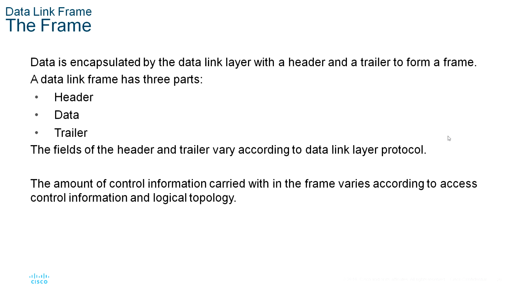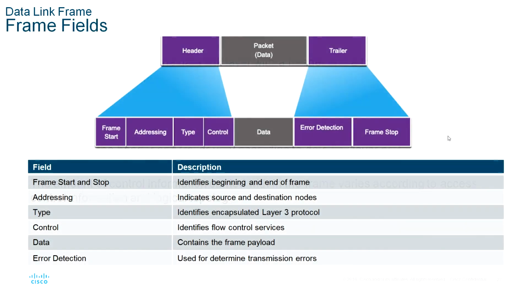Although there are many different data link layer protocols that describe data link layer frames, each frame type has three basic parts: header, data, trailer. Unlike other encapsulation protocols, the data link layer appends information in the form of a trailer at the end of the frame. All data link layer protocols encapsulate the data within the data field of the frame. However, the structure of the frame and the fields contained in the header and trailer vary according to the protocol.